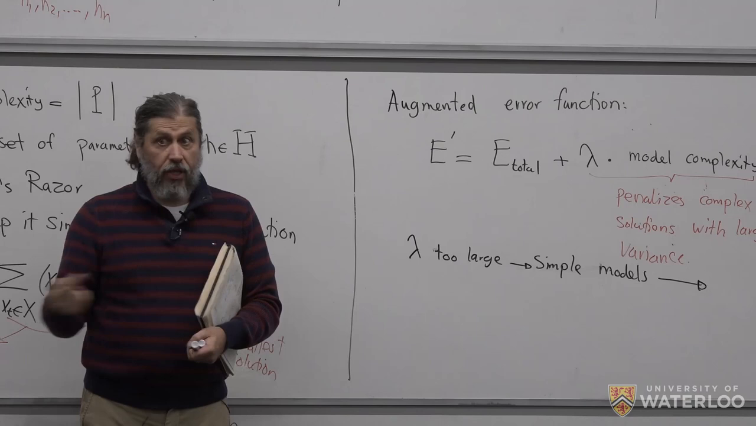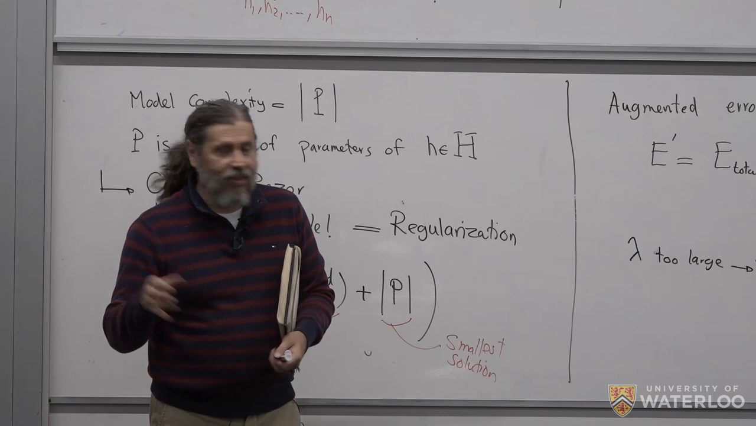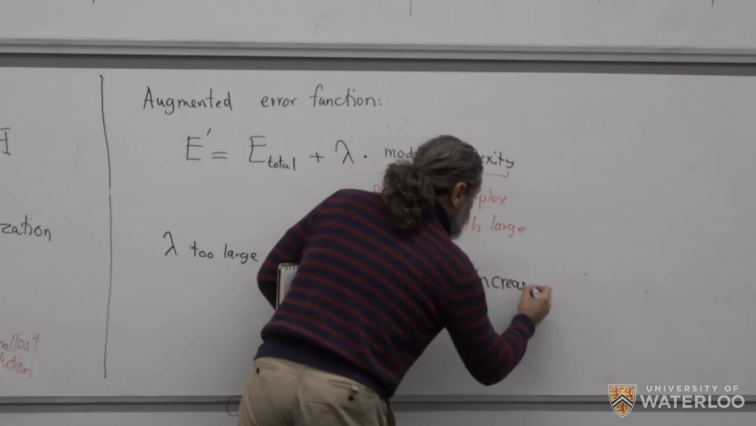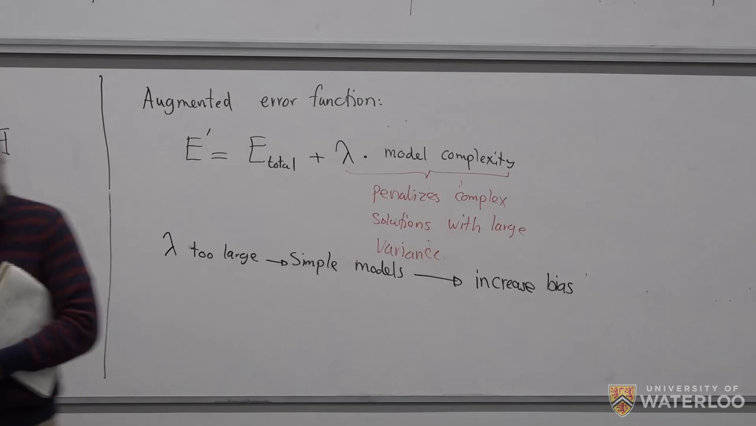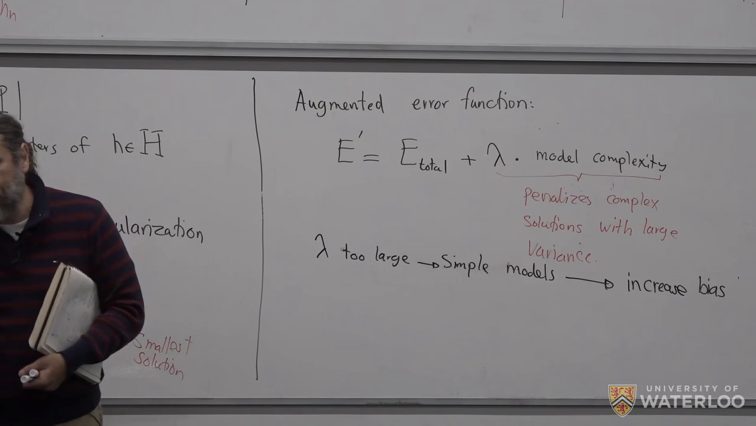What happens if lambda is too large? So I favor small solutions. What does that mean? You increase the bias. You will be biased towards certain stuff. You will be biased towards certain patterns and their dominance in the data. It will collapse when you go online.